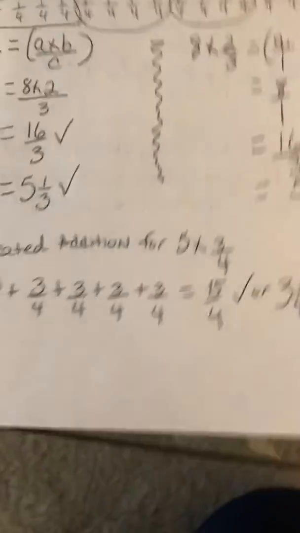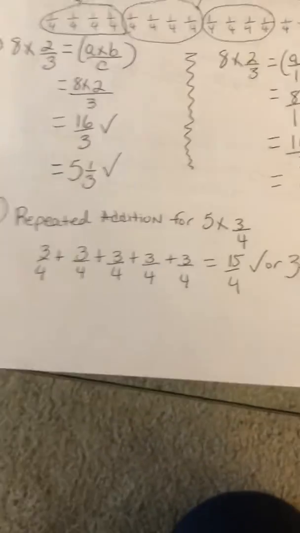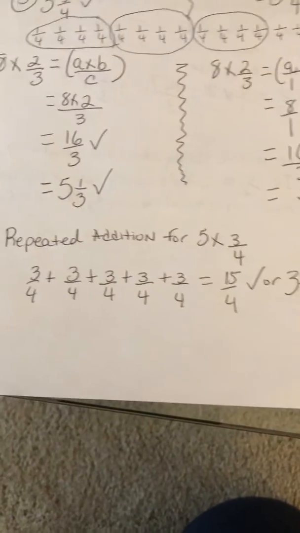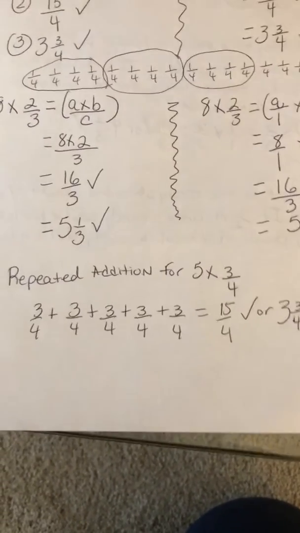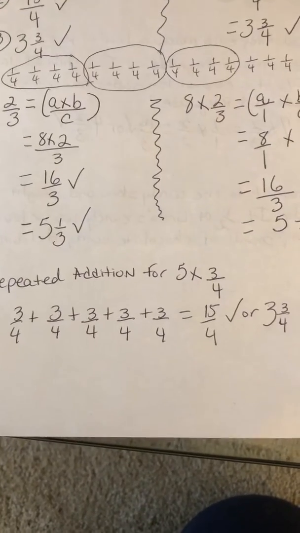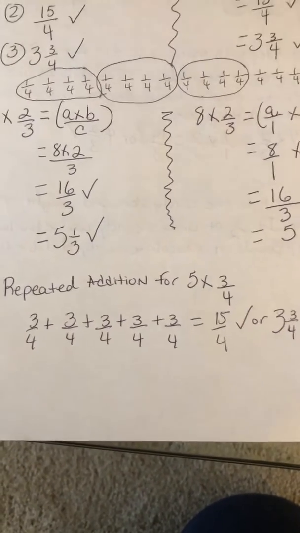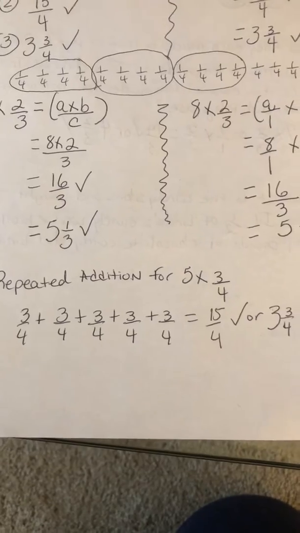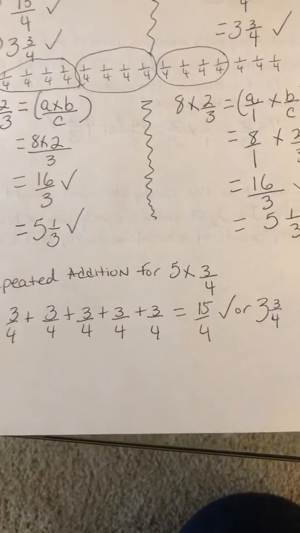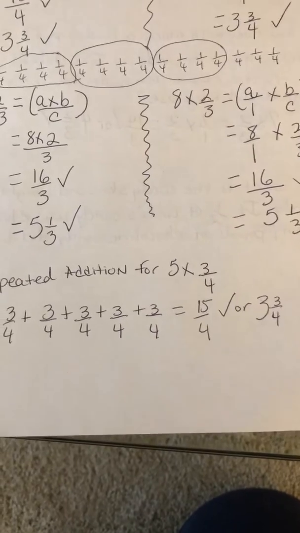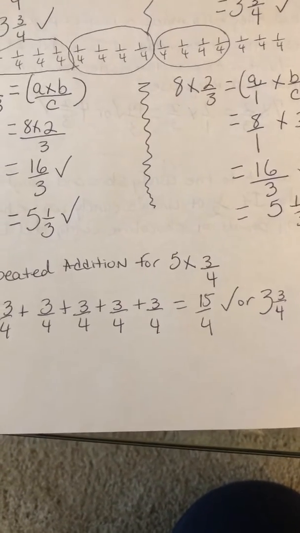And last but not least, this is our last strategy that you can use when multiplying a fraction by a whole number, which is simply repeated addition. Notice that I'm using the problem 5 times 3/4 again. And all you have to do is write out those 3/4 5 times. Again, we add the numerators. So I'm adding 3 5 times, and it's going to give me 15.